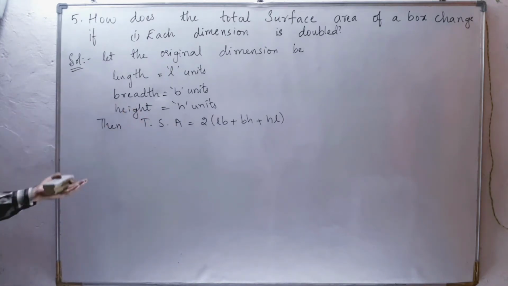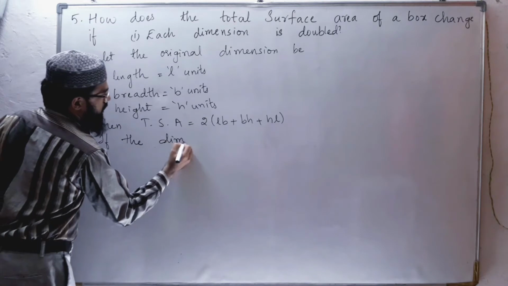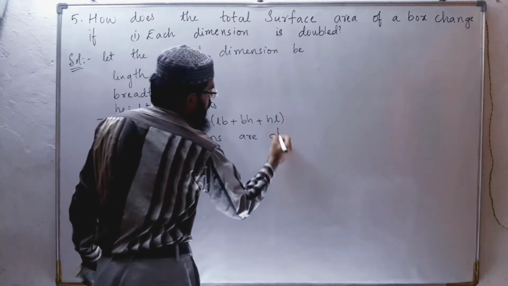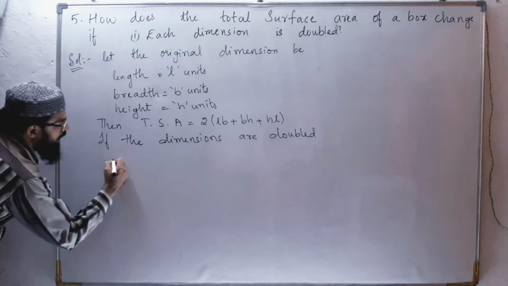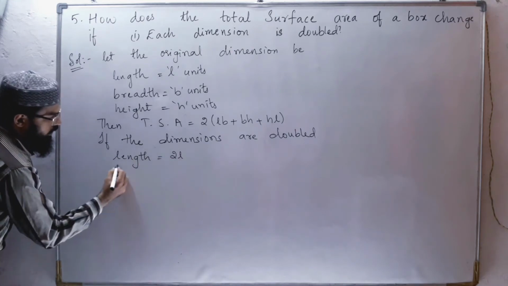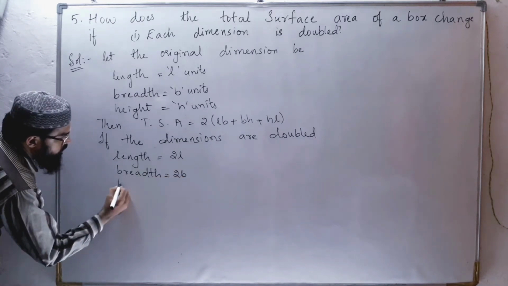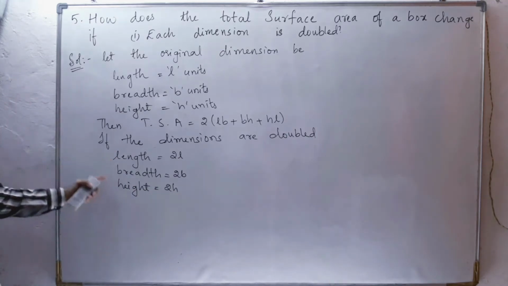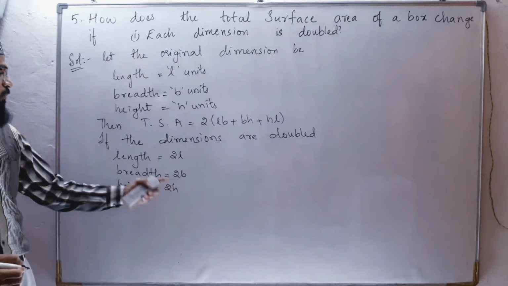Now we are going to change the dimensions. If the dimensions are doubled, so if we double the dimensions, we get length is equal to 2L, breadth is equal to 2B, height is equal to 2H. So these are the doubled dimensions. So length we have doubled like that, breadth and height.